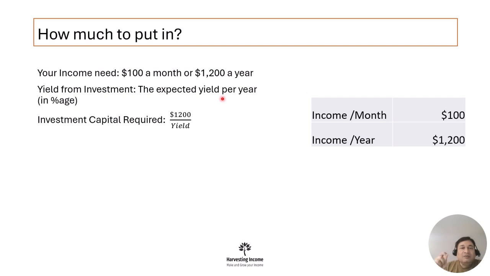Small disclaimer: it may or may not happen. The future results can vary. Okay. The income that you need is $100 a month or $1,200 a year.